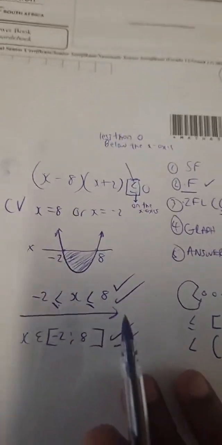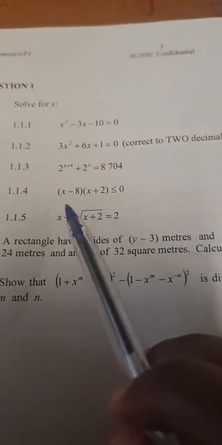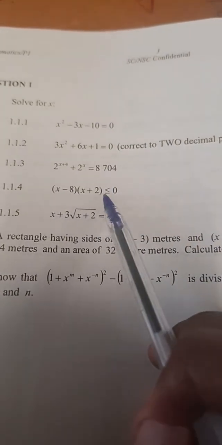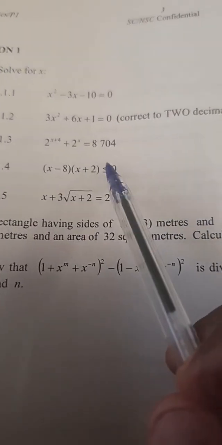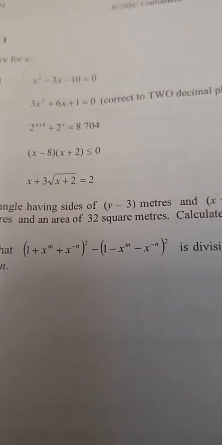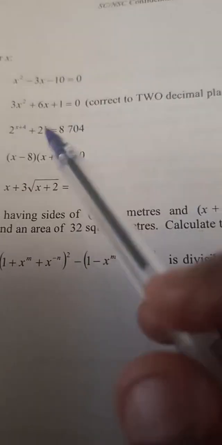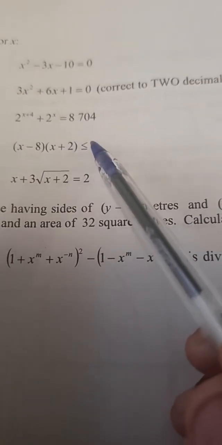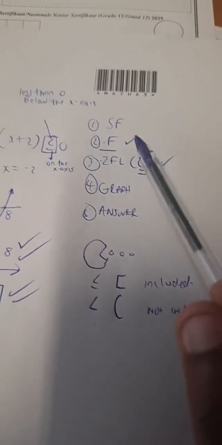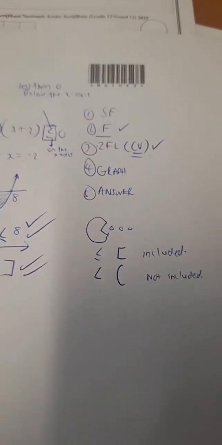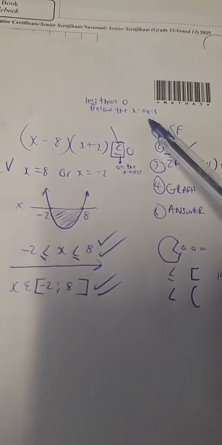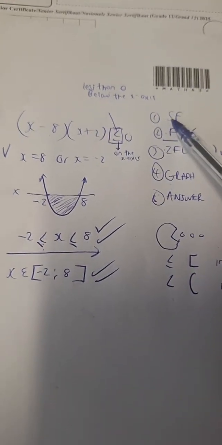Okay. So I am just answering this question, Mihle. The question says (x minus 8)(x plus 2) less than or equal to 0. So what I'm saying to you guys is the following. (x minus 8)(x plus 2) less than or equal to 0. There's a procedure when you answer inequality questions. The procedure is you must first get your equation into standard form.